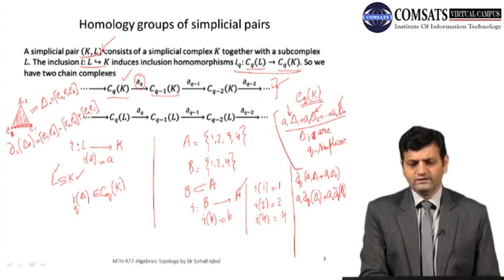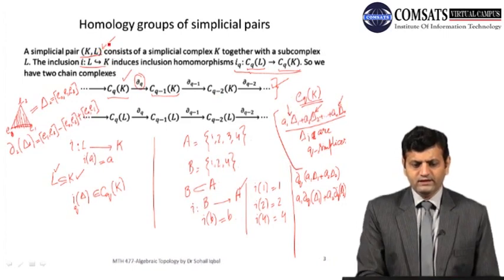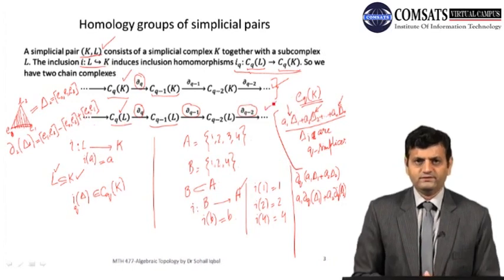Now similarly, if I have a subsimplex or a subcomplex of this simplicial pair, namely L, then once again we can define the same chain complex. So what is CQL? The free abelian group generated by the Q simplices of L. CQ minus 1 L is the free abelian group generated by Q minus 1 simplices, and so on, and these are the boundary maps, exactly the same boundary maps. So given any Q simplex, I can calculate the boundary, and then I can generalize it to the integer combinations of the elements of CQL. So we have two chain complexes.